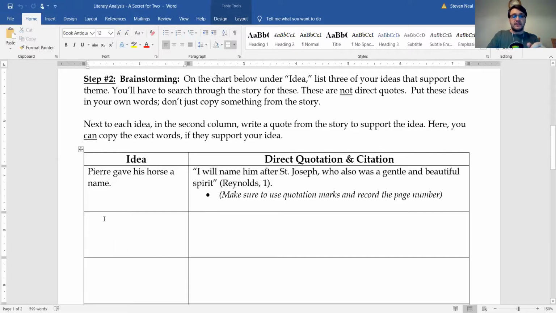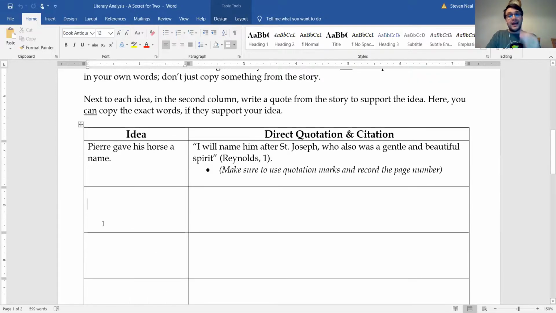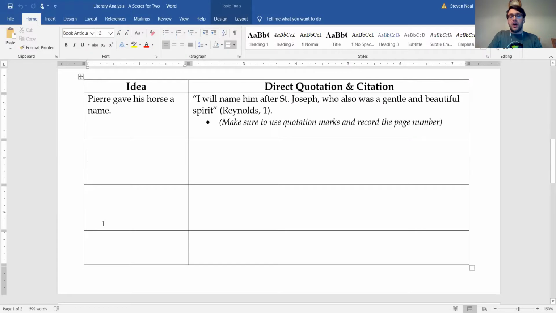So I would just either type in here or handwrite my ideas. I want you to come up with 3 ideas, because a strong literary analysis paragraph is going to have 3 ideas, okay?